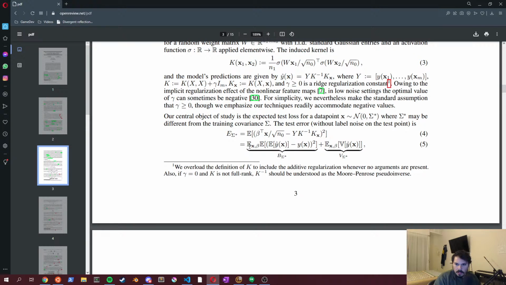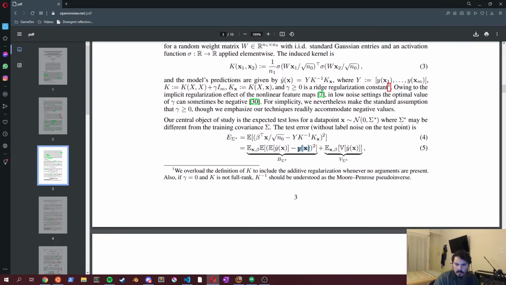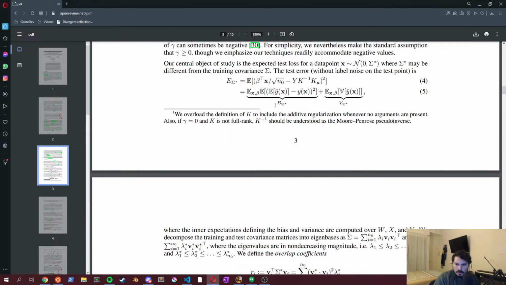And then they break this apart into two pieces, where you have the expected value over x and beta of the expected value of the true labels minus the outputs of the neural nets, squared. So they're just breaking apart the error into these two terms, which is a standard thing people do in stats. They're like two different types of errors or something.